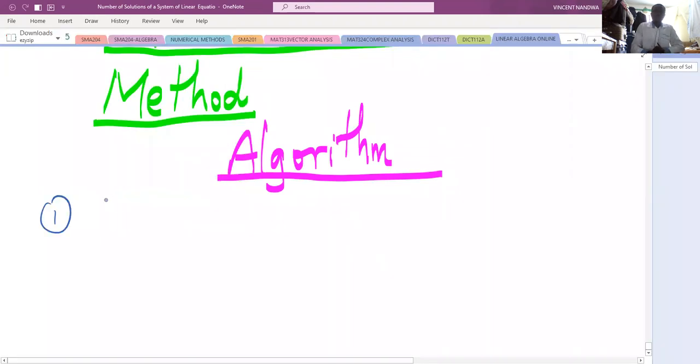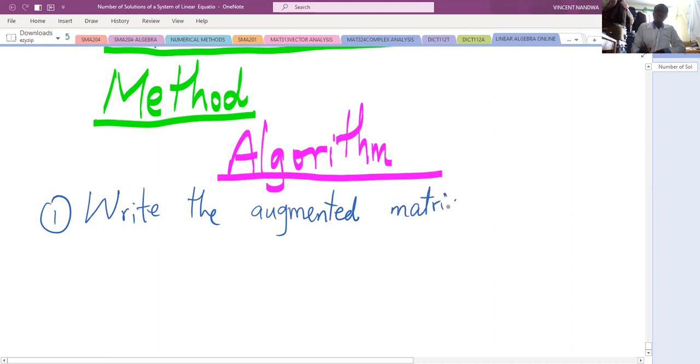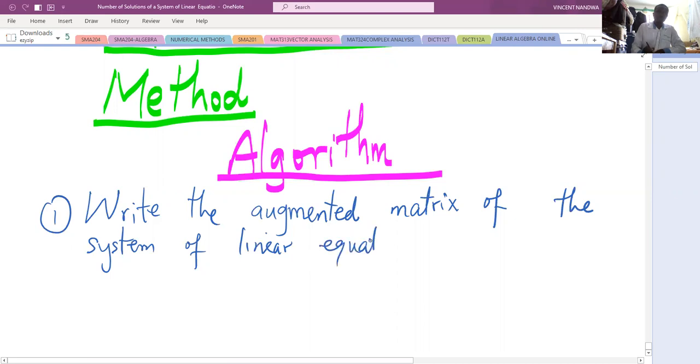One, write the augmented matrix of the system of linear equations. If you don't know how to write the augmented matrix form of the system of linear equations, please watch the previous videos.